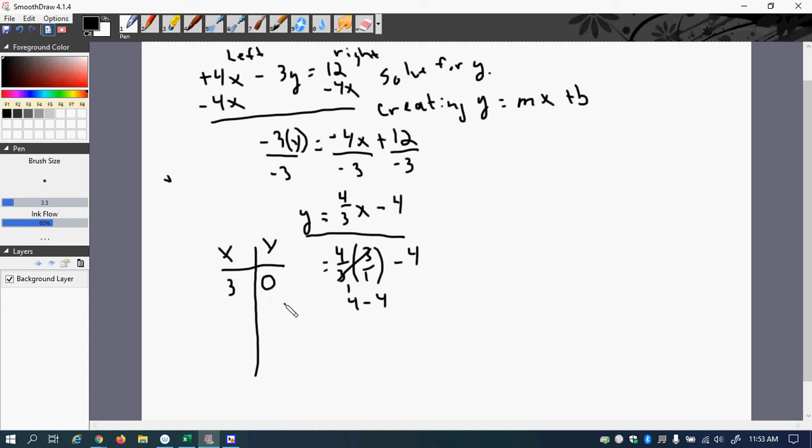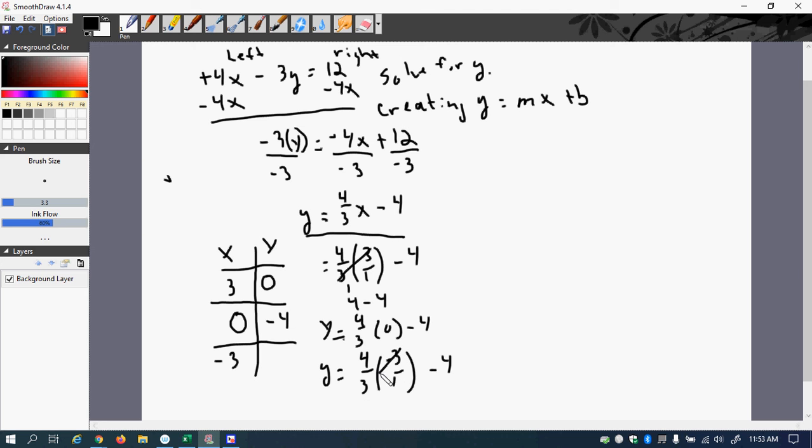Now I'll do another one. My next one is 0, because 0 makes everything go to 0 and is easy to calculate. So 4/3 multiplied by 0 minus 4 gives me negative 4. Then, since the 3 worked, why not do negative 3, the same number with the opposite sign. So y equals 4/3 times negative 3 over 1 minus 4. The 3's cancel to give me negative 1. Negative 1 times 4 is negative 4, and negative 4 minus 4 is negative 8. So now I have my 3 points.